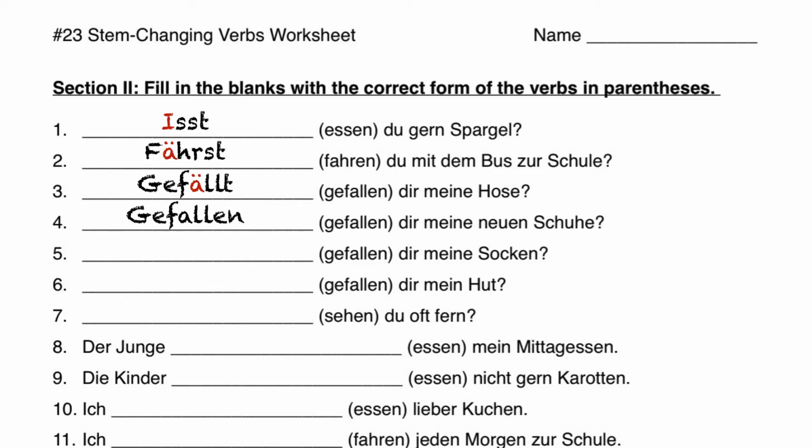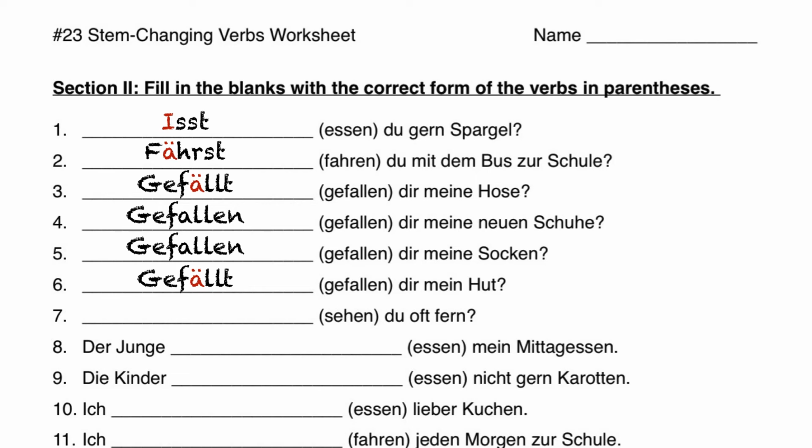Dir meine Socken is also plural, so we have to use here gefallen again for this one. Meine Socken are my socks, and dir is still the dative case form, so it's not the subject. Gefallen dir meine Socken? Nummer 6. Dir mein Hut. Mein Hut is the subject in this one, and that one is also a singular noun, and so we use here again the er/sie/es form: Gefällt dir mein Hut.